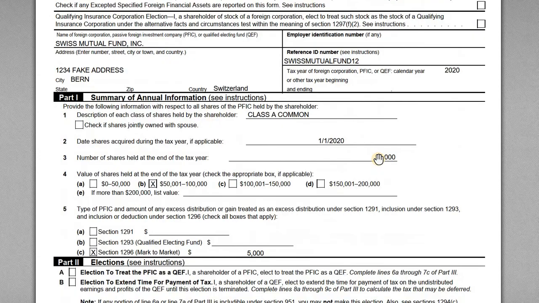Okay. Now, part 1, summary of the information, and just complete this information based on what your investment looks like with the entity. So you'll know what type of stock you have. Let's say it's Class A. When you bought the shares, how many shares did you buy, and what's the value of those shares at year end. Now, because this is publicly traded, John can simply look into his brokerage account on December 31st and see what's the value of the stock, right? And so in our example here, he's looking at $80,000, so he checks this box.